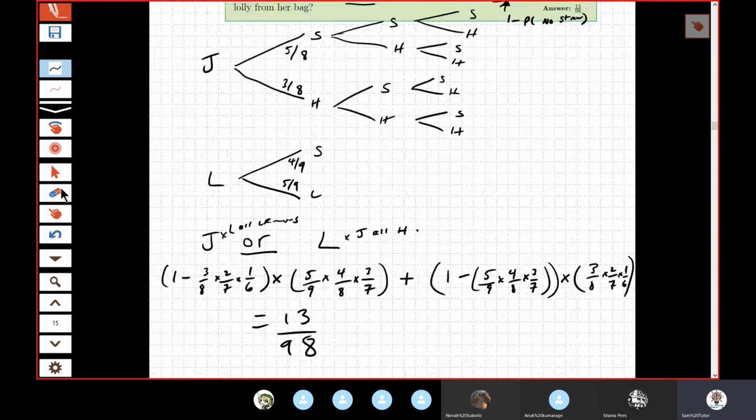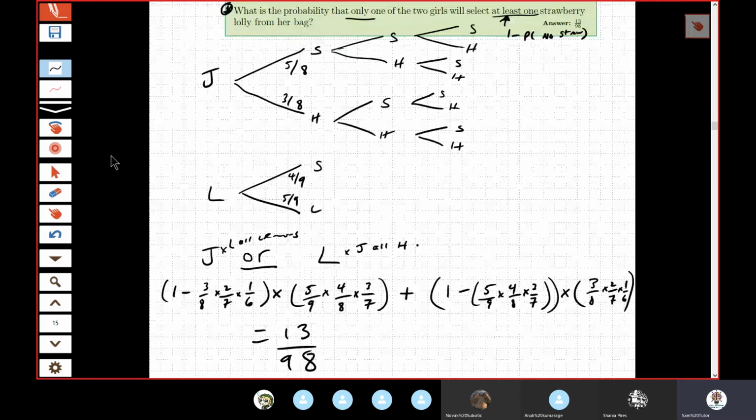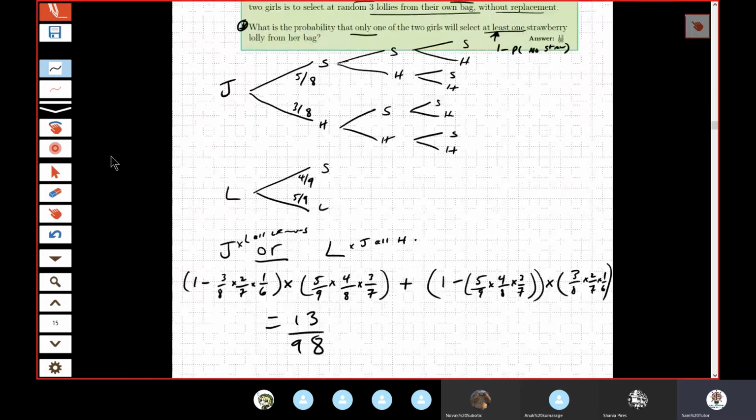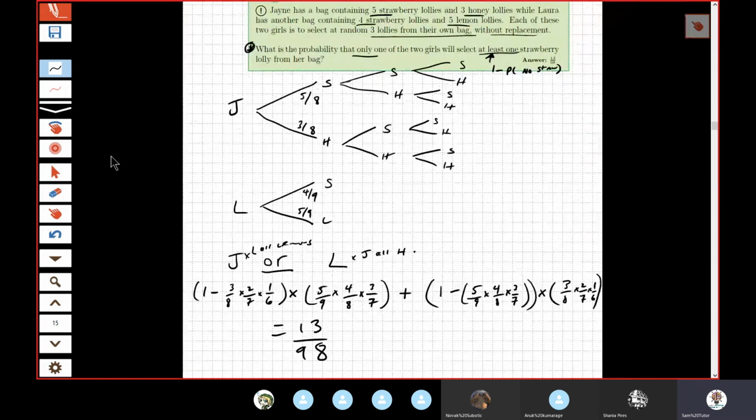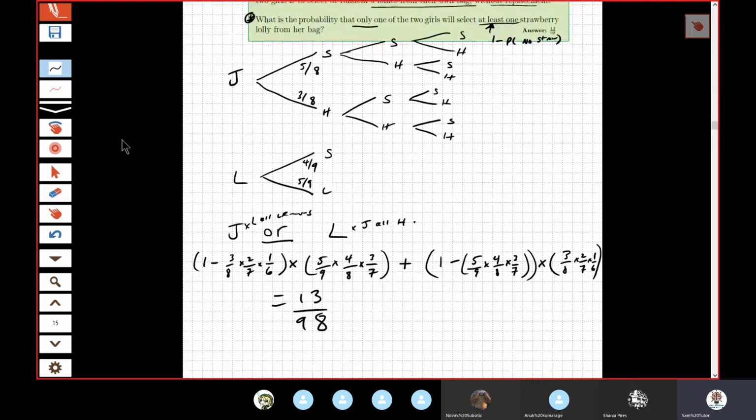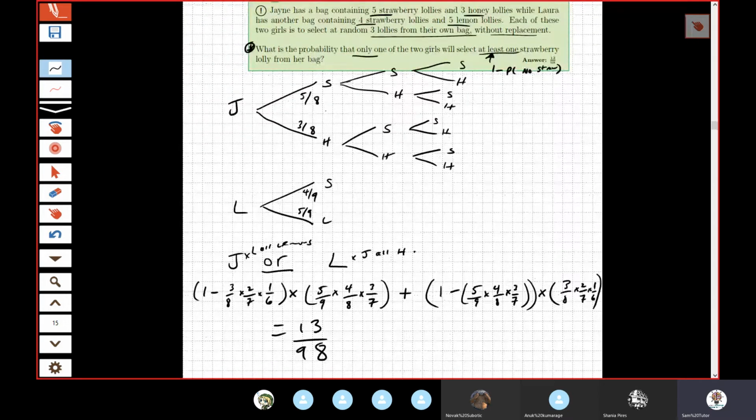All right. What do you guys reckon? Does that one make sense? Probably that only one of the 2 girls. All right. Any questions? All right. Very good. That would be a high advanced question as well. It could even come into your Extension 1 exams. Okay.